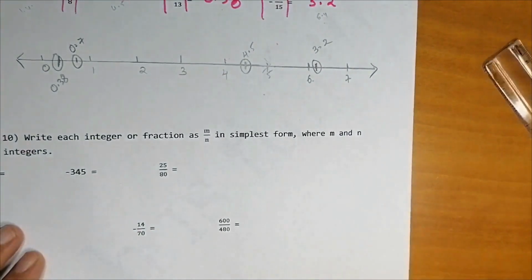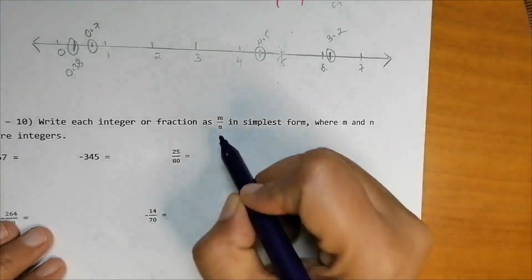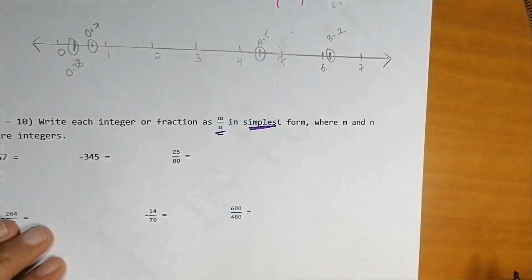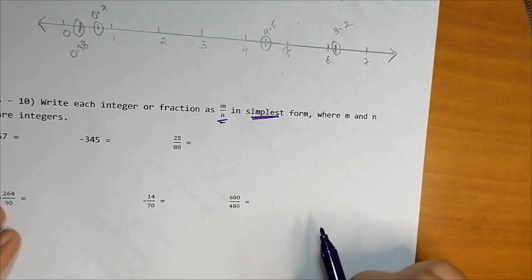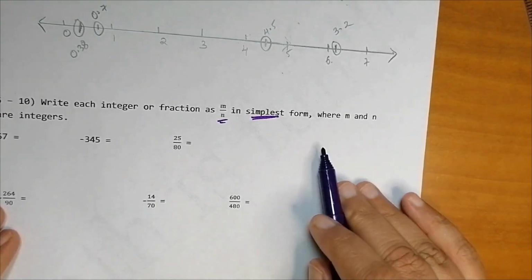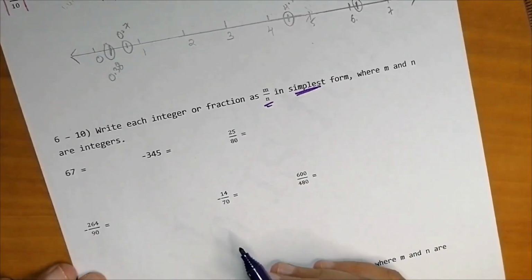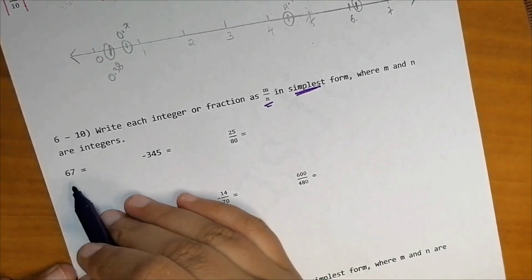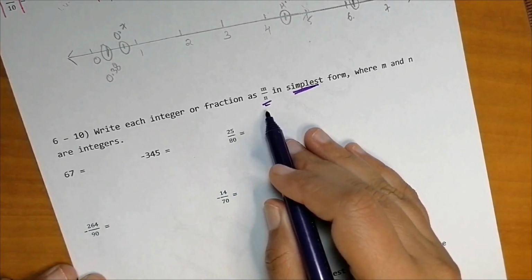Okay, now next what we have is: write each integer or fraction as m over n in simplest form. Simplest form, right? No further divisibility possible. Then we have where m and n are the integers. So let's get going. You remember from our previous video where we understood concepts, when we want any integer like this in this format, you simply divide it by 1, right?